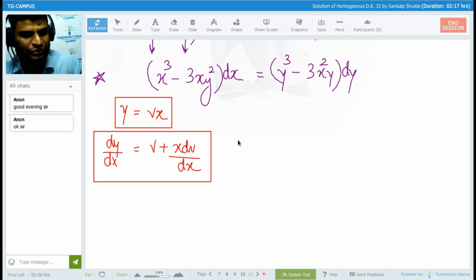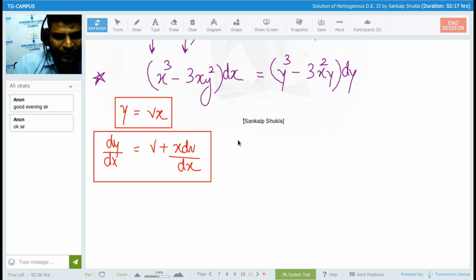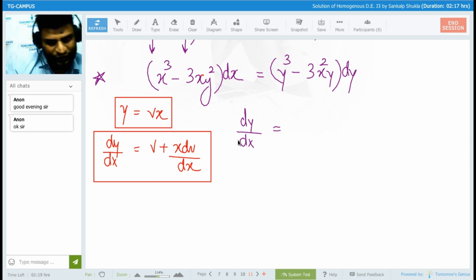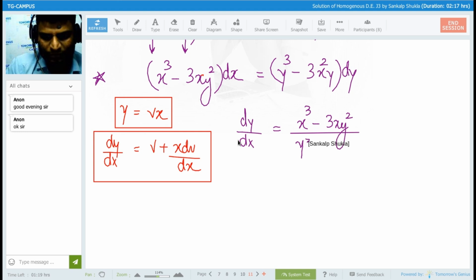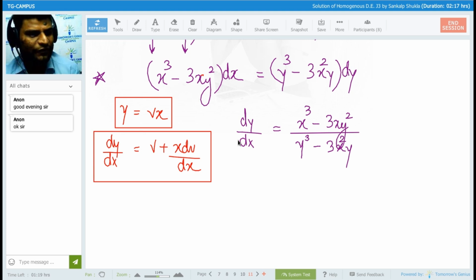So before applying these substitutions, you have to find the value of dy by dx first, right? So what will be the value of dy by dx? If you shift this term to the right hand side, it will become x cube minus 3xy square divided by y cube minus 3x square y. Yes. Now start solving. Put y is equals to Vx and replace the value of dy by dx with V plus x dv by dx. Quickly do this now.